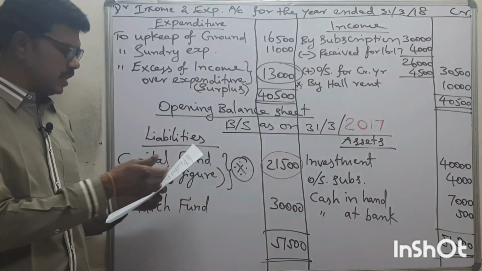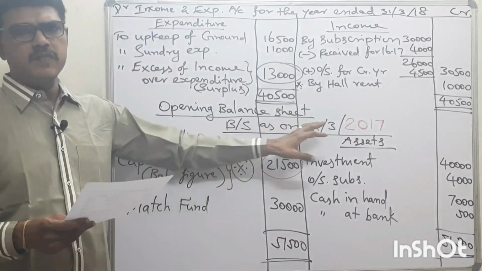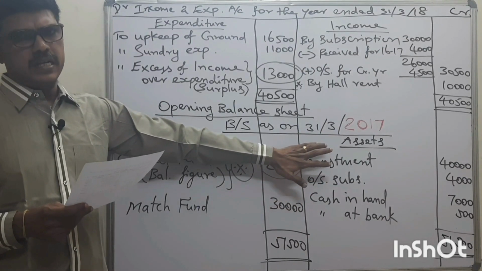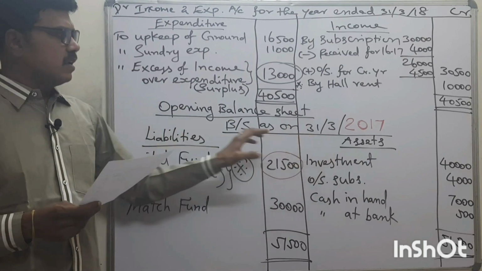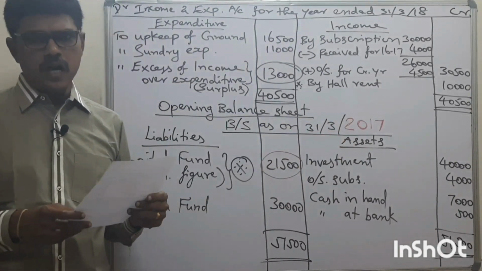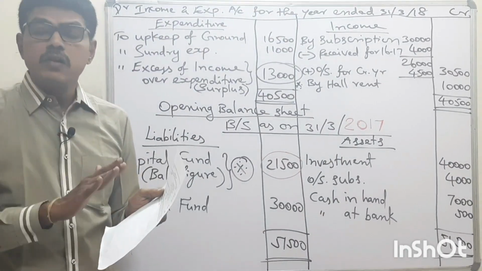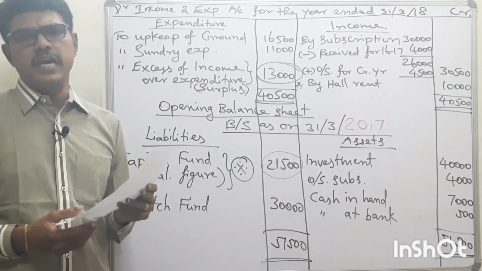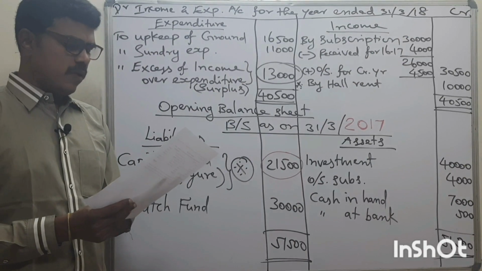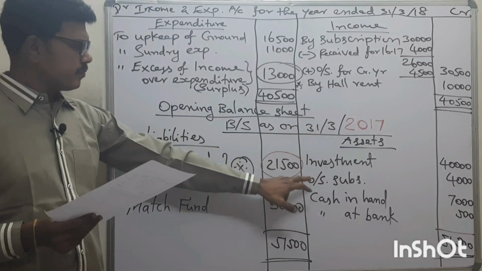Apart from that, we should see the additional information. The values given on 1st April or 31st March must be considered for preparing the opening balance sheet or the closing previous year balance sheet. You should not get confused there. On 1st April 2017, the club had investment. 1st April or 31st March, both are the same.